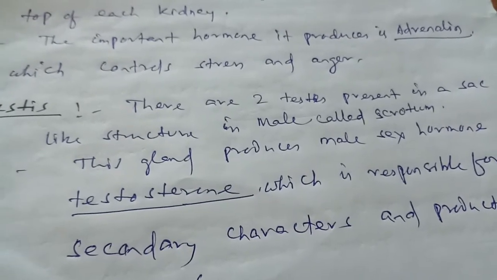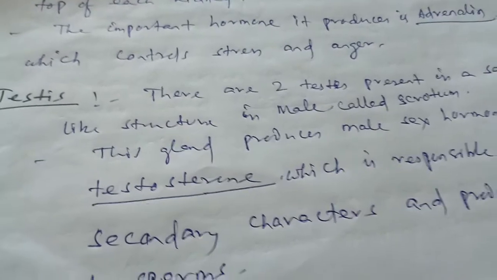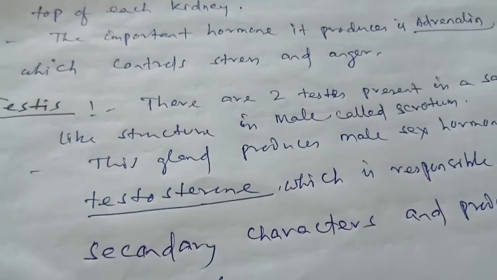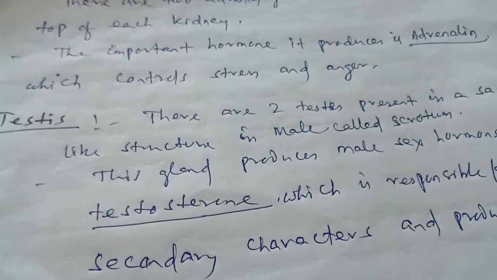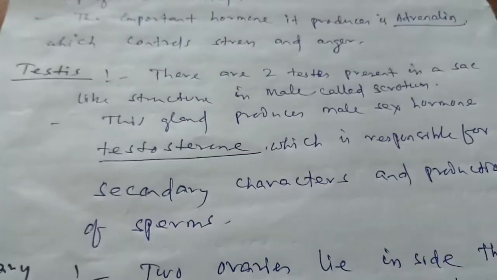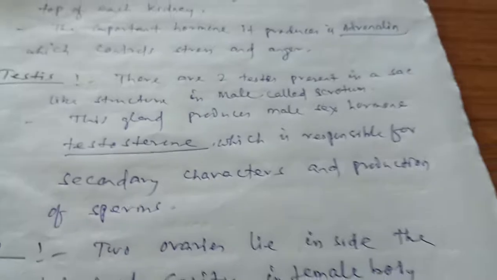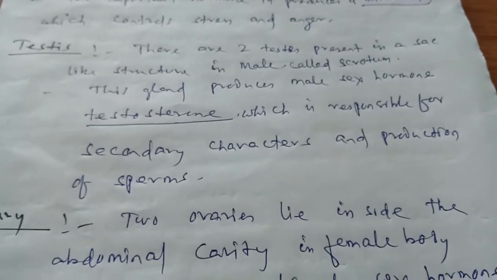Students, the testis is present inside a sac called the scrotum outside the body because spermatogenesis, or formation of sperms, needs a temperature at least 2 to 3 degrees lower than body temperature. That is why it is located outside the body. It secretes the main hormone testosterone, which is responsible for the secondary characters and also the production of sperms.